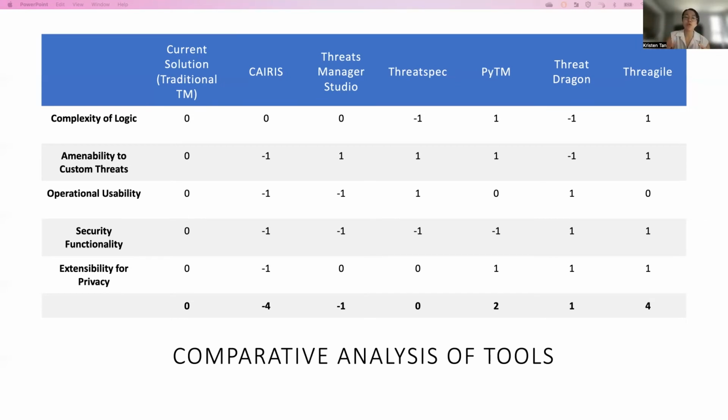And then one of the other important factors that we found was amenability to custom threats. As we said, security threat modeling has been going on for years and years and years. Privacy threat modeling is new. So if we don't have native support for privacy threats, we need to be able to introduce our own privacy threats. So that ability to introduce new threats was one of the key factors to making a tool useful, or for a tool making itself useful for privacy threat modeling.